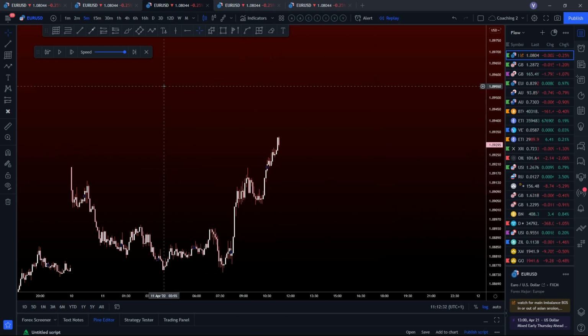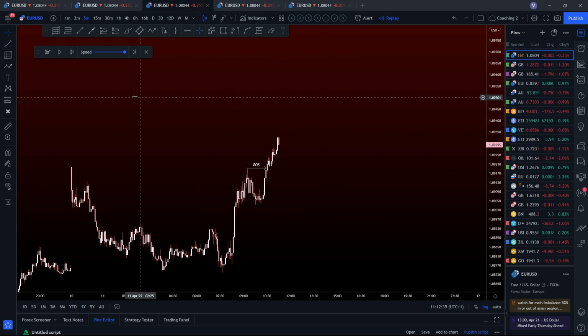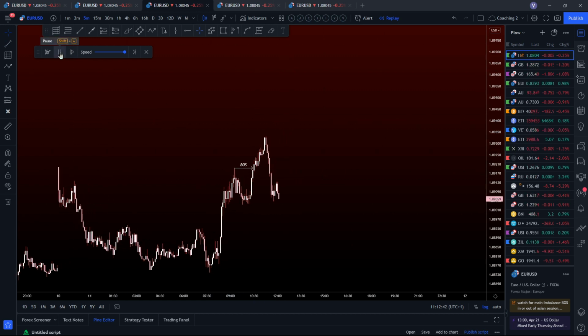So price is breaking structure to the upside. So we know that price is on an uptrend, a positive order flow. And we're going to wait for price to come down.